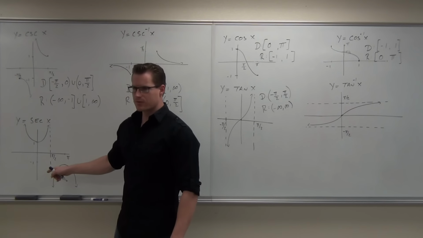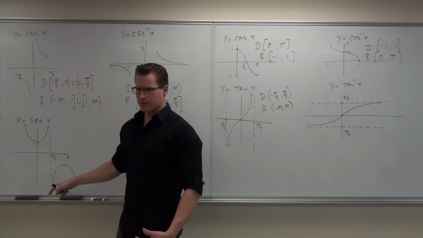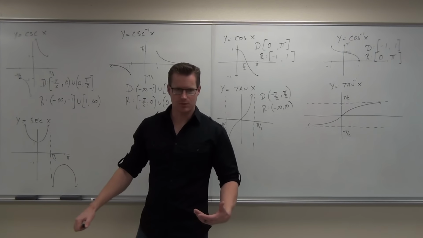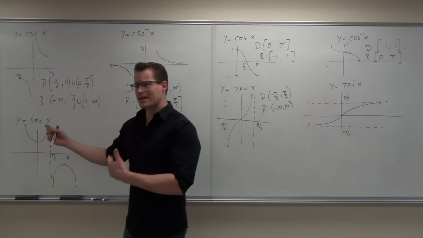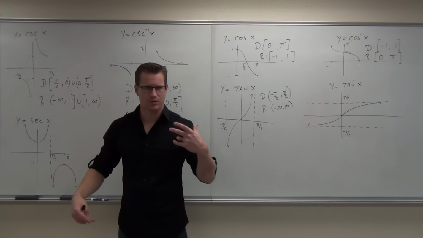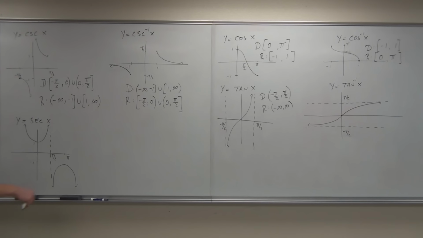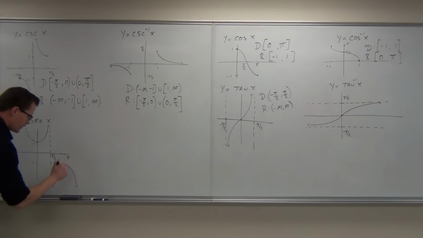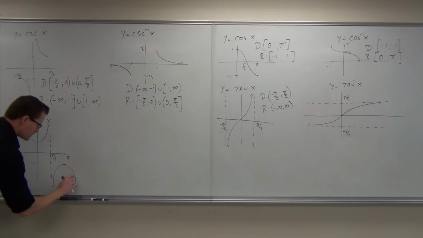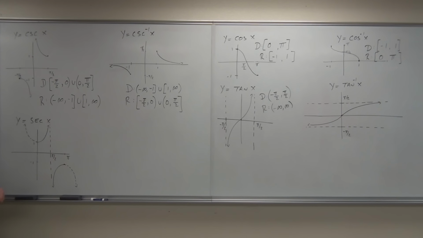Can we plug in pi over 2? No. Remember that secant's 1 over cosine, and if you plug in pi over 2 into cosine, you get 0. And so if we do that, we'd have something that's undefined. That's where these asymptotes are actually coming from, the 1 over 0s that we have. So, is this 1-to-1 right now? No, let's erase this and this. And then we do have something that's 1-to-1.